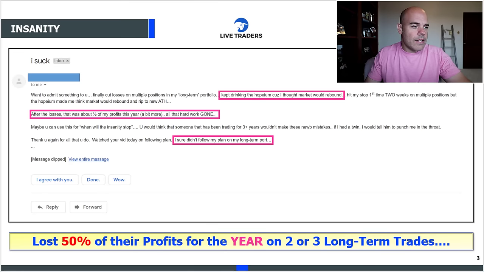So it's not necessarily the number per se, the absolute number. It's the idea of what this person did, okay? So I kept drinking the hopium because I thought the market would rebound. Ultimately, let's get down to the good stuff. After the losses, it was about half of my profits for the year, maybe a little bit more.